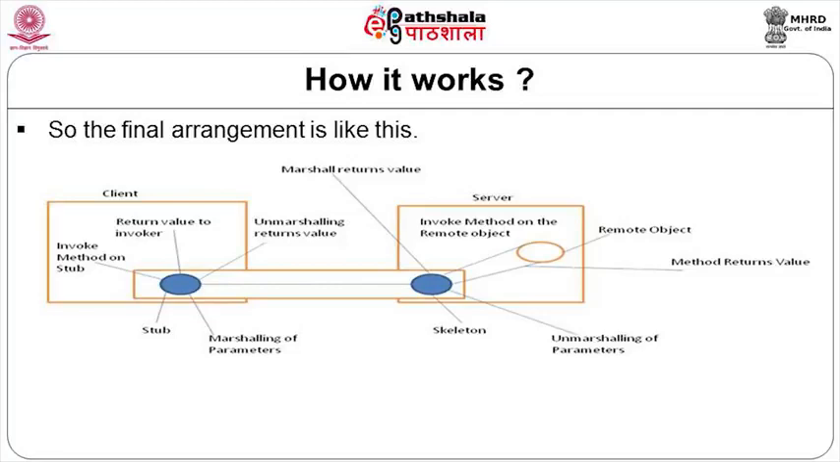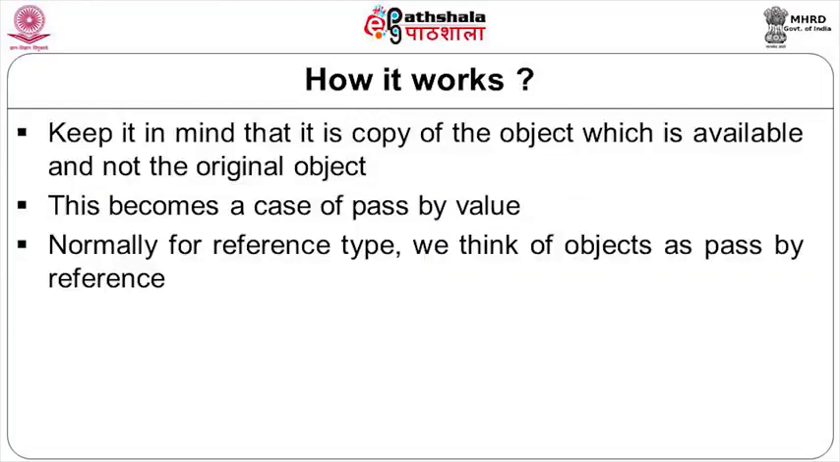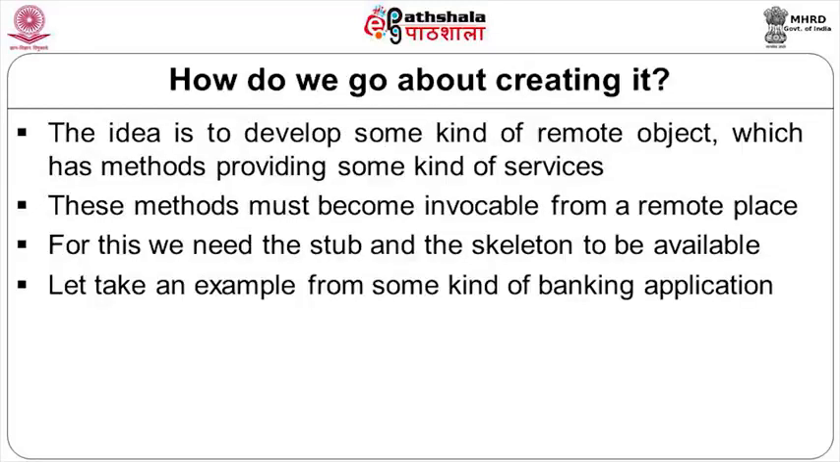One thing we can see here is the unmarshaled value is nothing but a copy of the original object. It's not the same object as such, it's just a copy. Keep that in mind, we'll see something related to that, because this becomes almost a pass-by value. It's a case of pass-by value, whereas for reference types, in normal method invocations, we think of it as a pass-by reference.